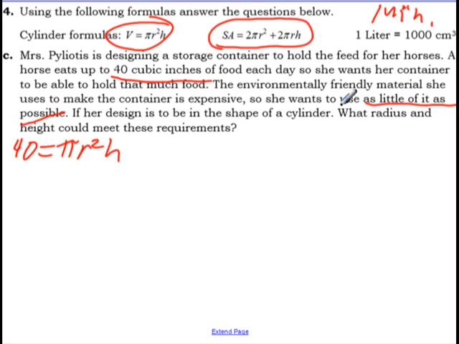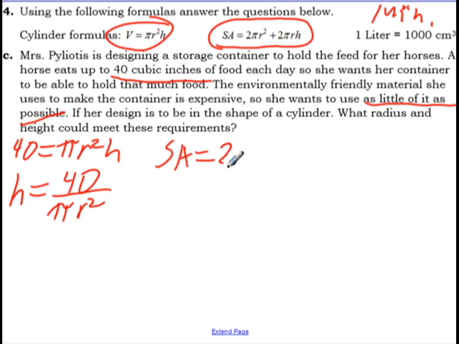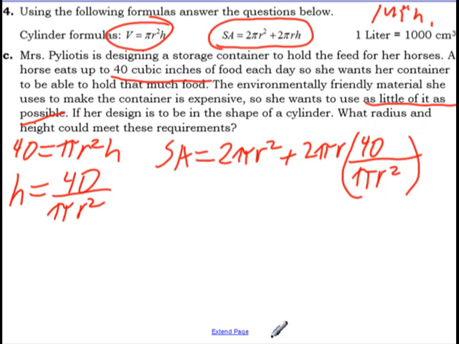Okay. So, like we've seen in some of these other problems where there's an extra variable, I'm going to solve this one for h, so I'm going to divide both sides by pi r squared. So I've got 40 over pi r squared for h. Now I'm going to write my function for surface area, and I'm going to replace the h with this so that I'll only have one variable. So I've got 2 pi r squared plus 2 pi r h. But now I'm replacing h, substituting 40 over pi r squared in there.